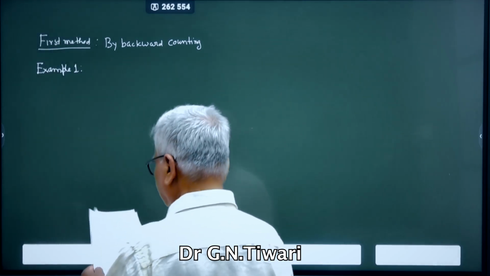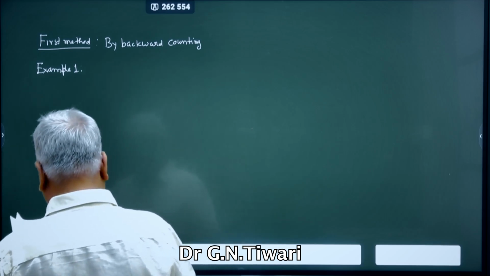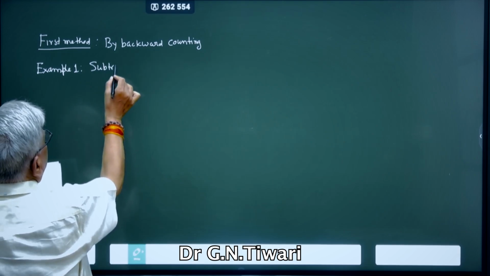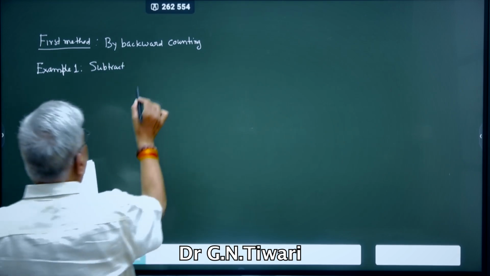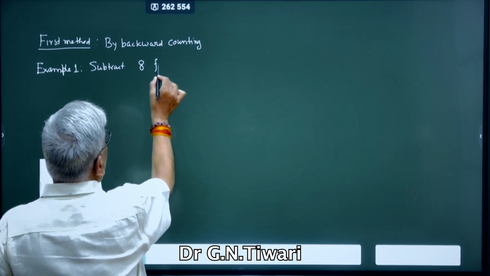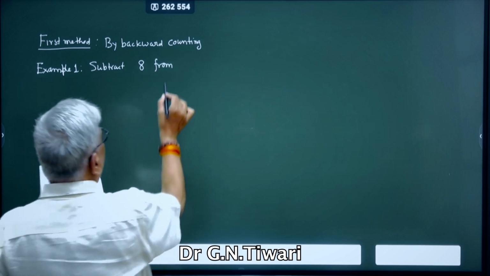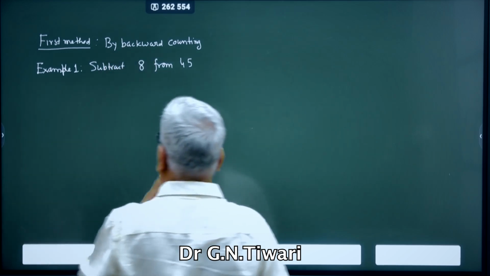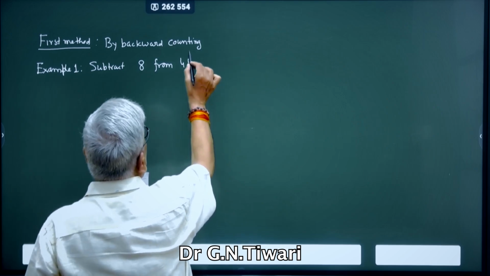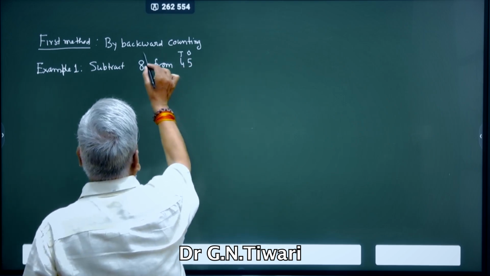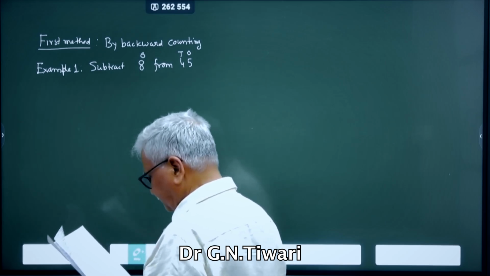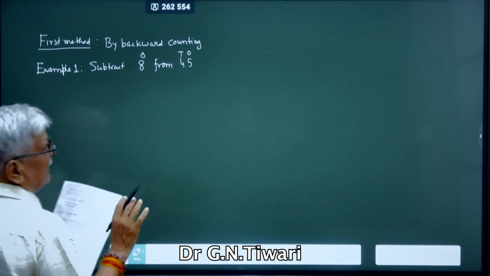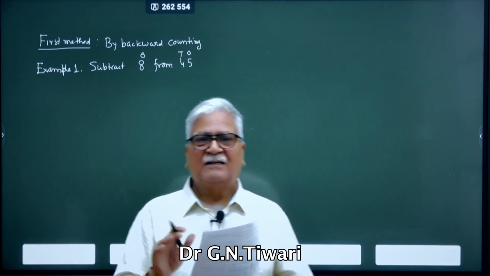ऐसे चला देना. Subtract 8 from 45. Obviously, by backward counting. Here it is O, T, O. So, how will you write? And this is generally a horizontal subtraction.